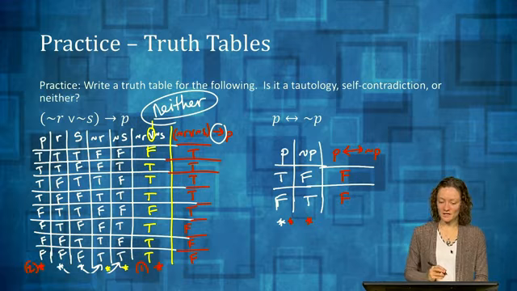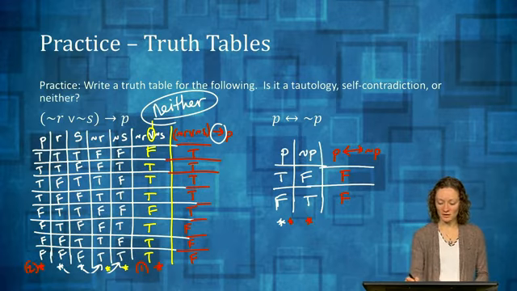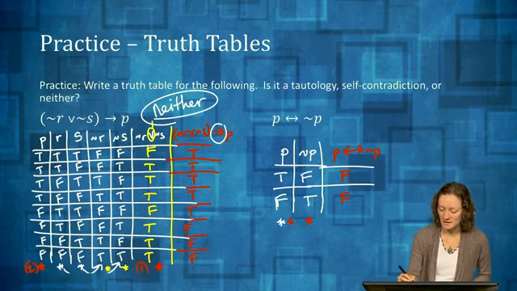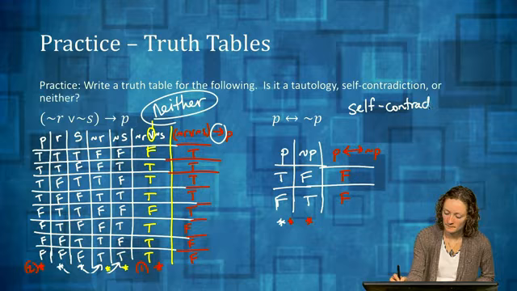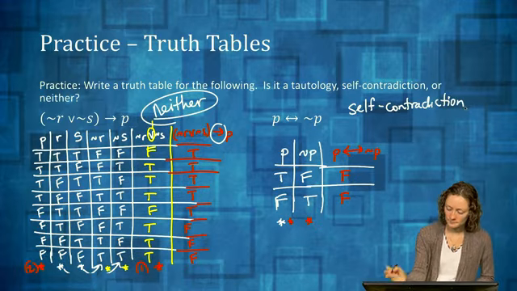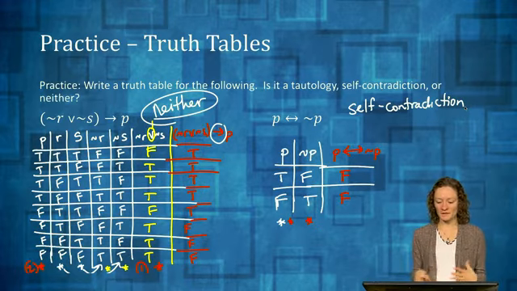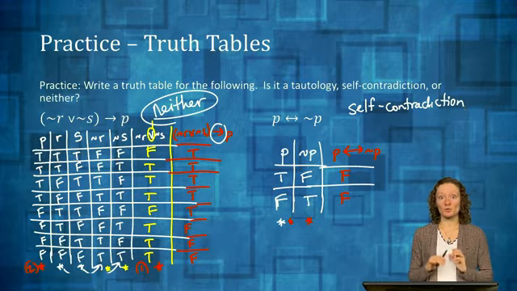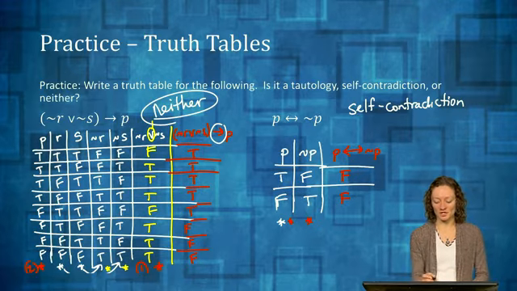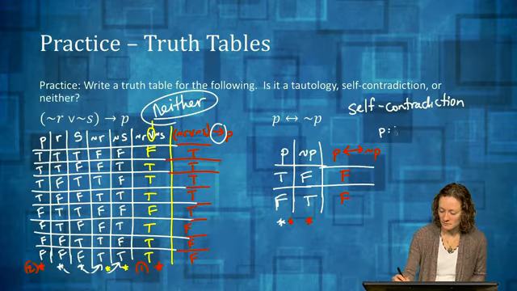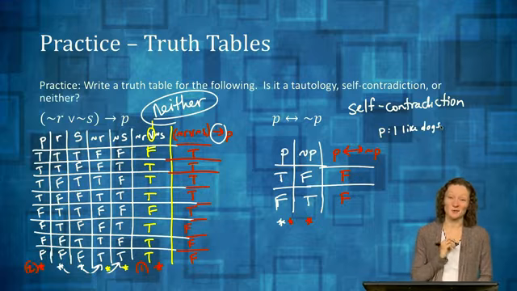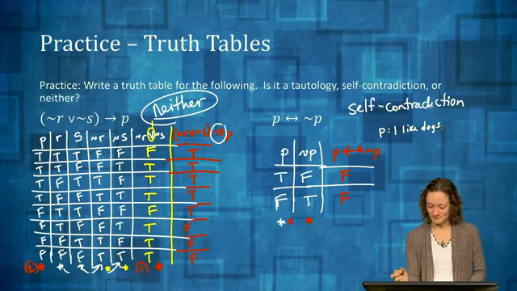Then the special consideration, is this a tautology? All true. Nope. Self-contradiction, all false. This one, in fact, is a self-contradiction. I wanted us to see at least one that fit one of these criteria. This is a really basic self-contradiction. Let's say idea P was, I like dogs. I do like dogs. That's why I use this example a lot.